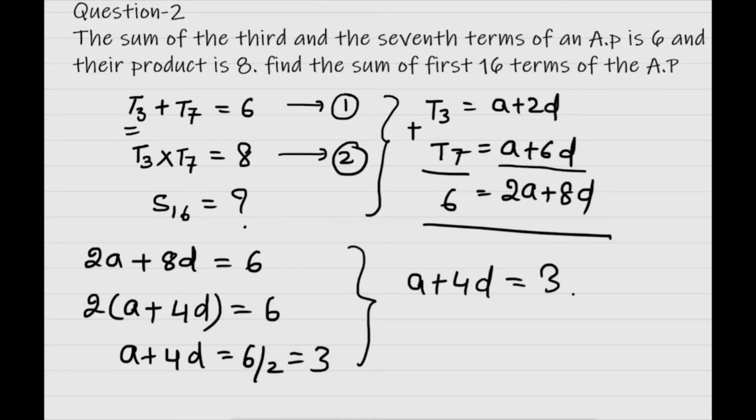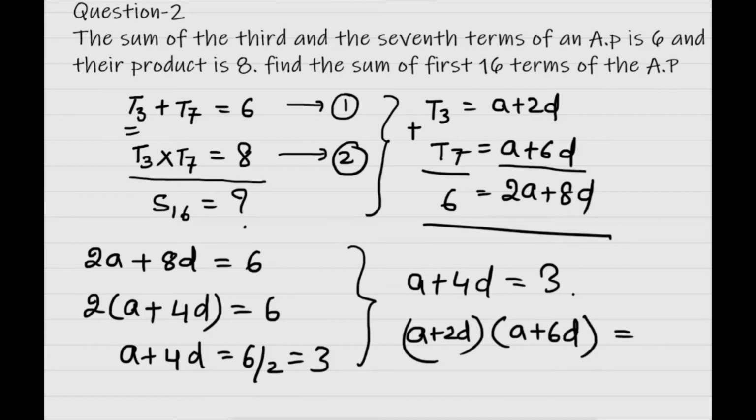Okay. Now let us see the next equation. The next equation is T3 into T7 is equal to 8. T3 is A plus 2D multiplied by A plus 6D.